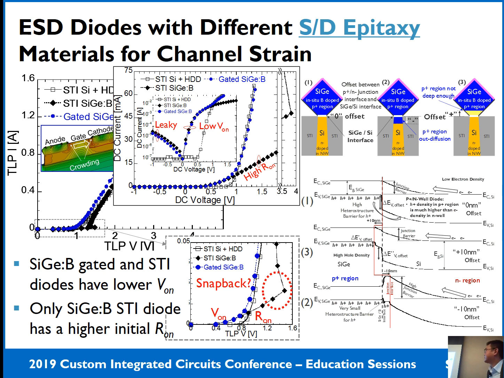Okay. But this can also be solved by this scenario. Once your junction is deeper than your heterostructure interface, then this valence band offset will be reduced. So there will be no energy barrier for the whole conduction. Okay, then here is just the strain from the source strain silicon germanium epitaxy.